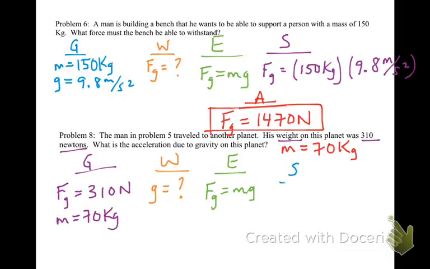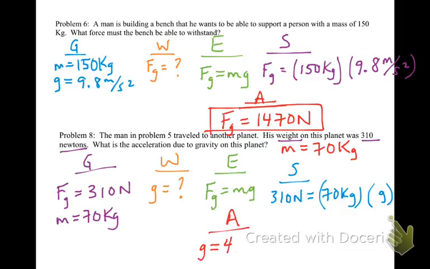Substitution. So we plug everything in, we get 310 newtons equals 70 kilograms times our acceleration due to gravity. And we solve for our acceleration due to gravity, and we get 4.43 meters per second squared. So hopefully that's what you got. If you didn't get that, you can pause the video and check it out again. Make sure that you plugged in everything correctly. Maybe you had a little algebraic mistake. If you got it right, let's move on to our next type of force.